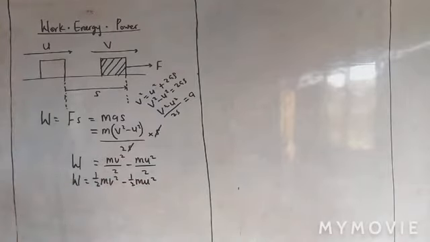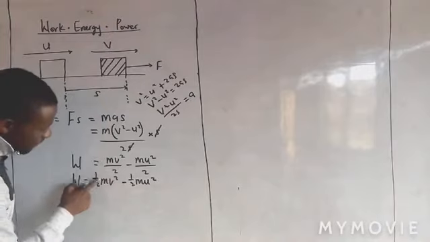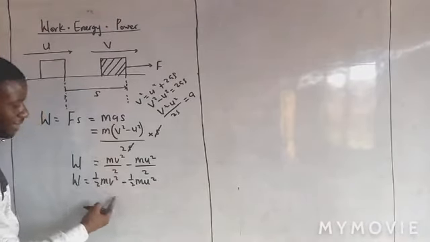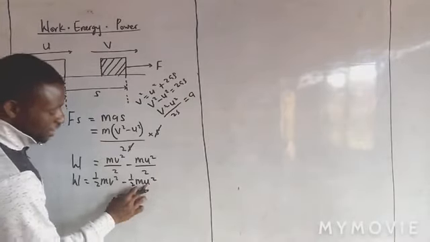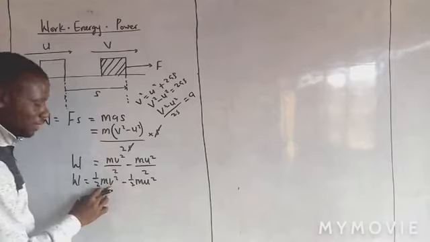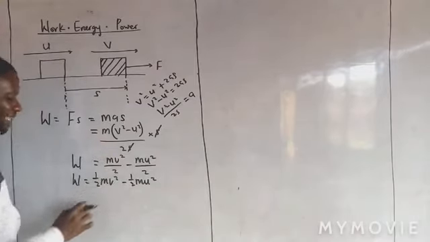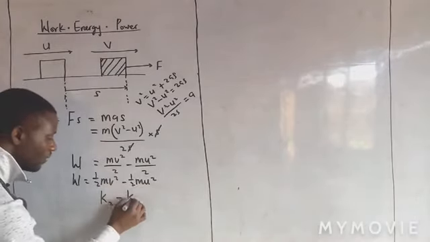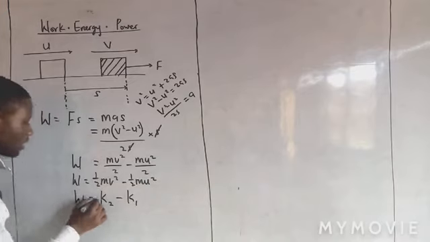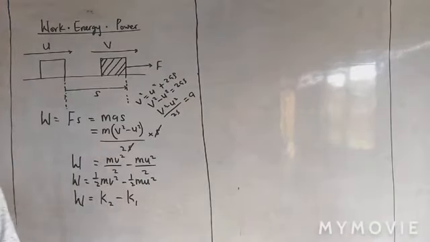Now, it is obvious that half mv square is called kinetic energy. Half mu square is also called kinetic energy. But this is for initial speed and this is for final speed. This means this is final kinetic energy, and I will title it K2. Initial kinetic energy, I will call it K1. That means work can be expressed in terms of change of kinetic energy. Work can be expressed in terms of change of what? Kinetic energy.